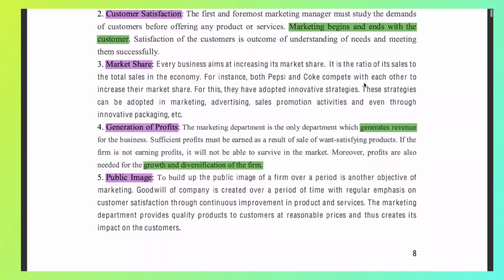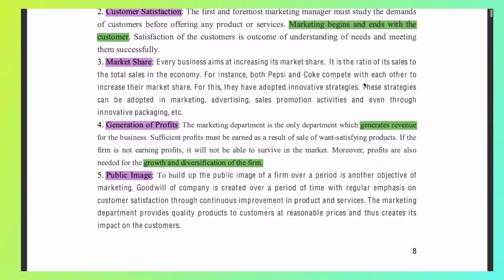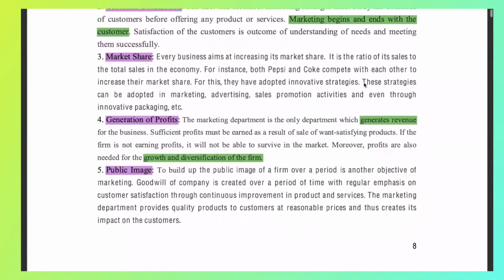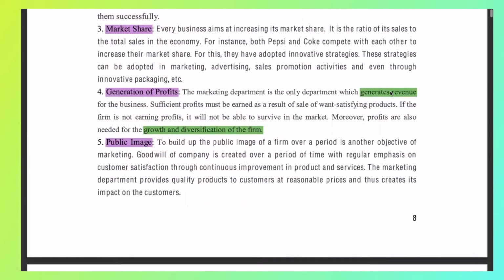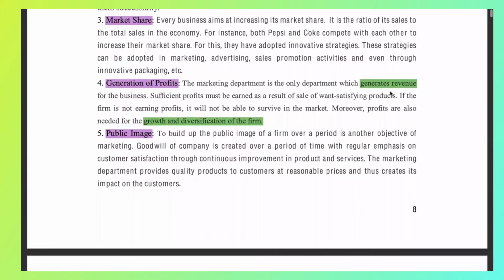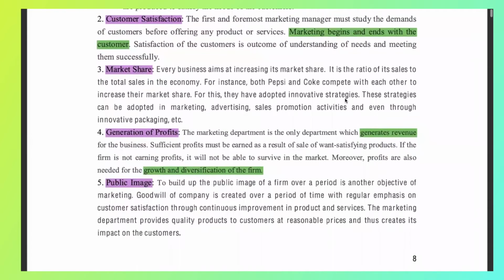Third is market share. Every business aims at increasing its market share. This is a definition: it's the ratio of its sales to the total sales in the economy. So market share is basically a particular business's sales compared to the total sales in the economy. For instance, both Pepsi and Coke compete with each other to increase their market share. For this, they have adopted innovative strategies. A market basically is made up of customers, sellers, and buyers.